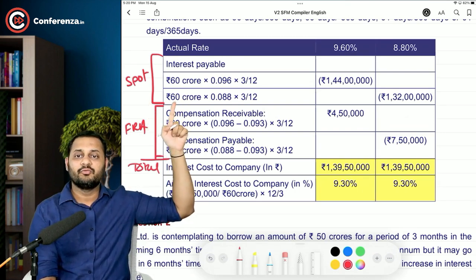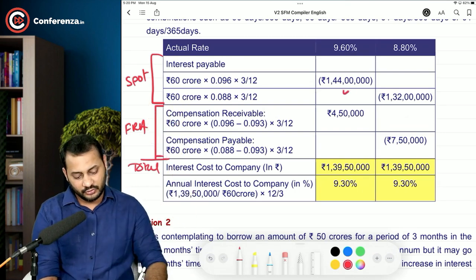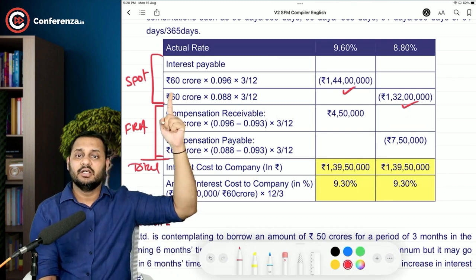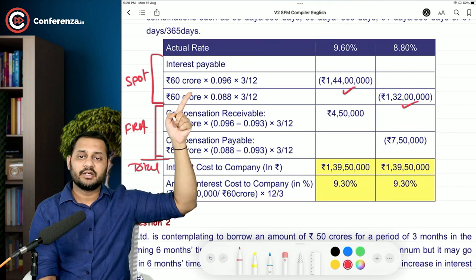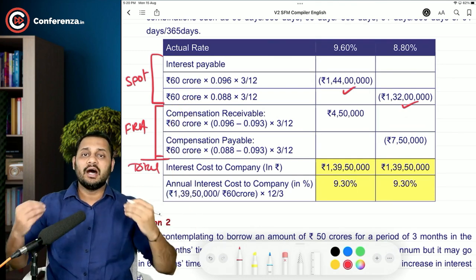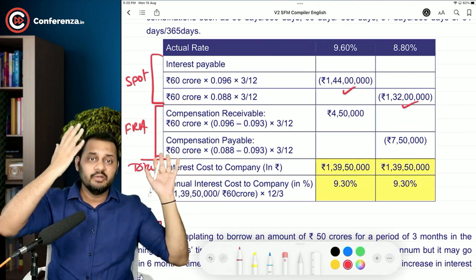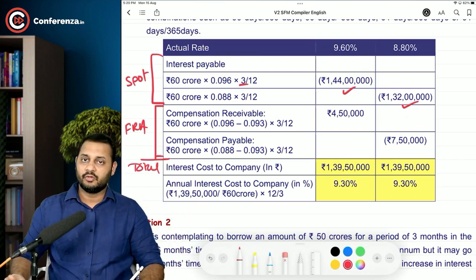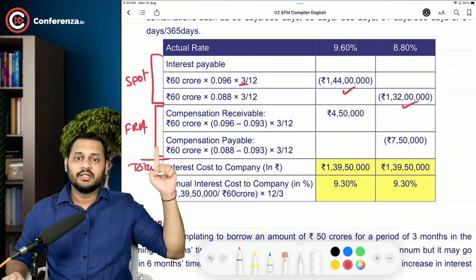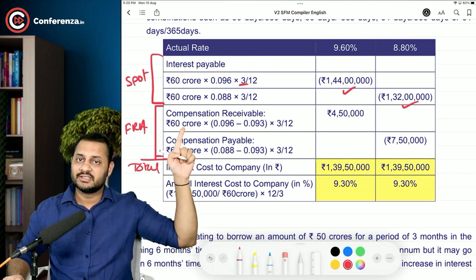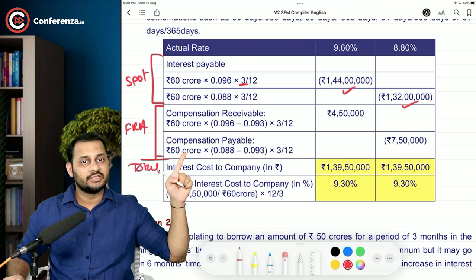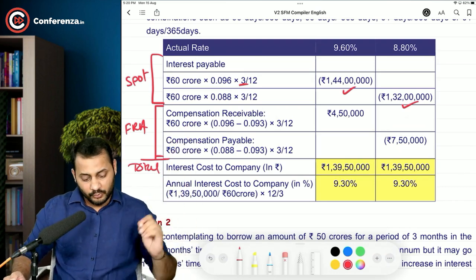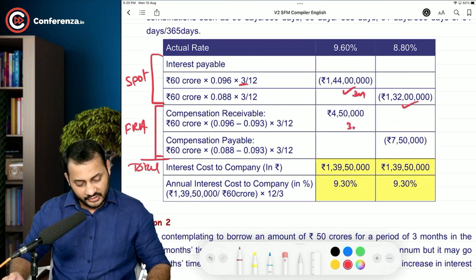So whatever the cash flows you are doing in the spot market will be the actual interest you will be paying for borrowing 60 crore. That is 1 crore 44 lakh and 1 crore 32 lakhs. Understand that in both the markets, whether it is a 9.6% rate or 8.8% rate, you are borrowing money. Both will be your cash outflow because you have to pay interest for 3 months. But in FRA market, there will be some cash inflow if there is a gain or cash outflow if there is a loss, which is nothing but 4,50,000 and 7,50,000, right? Both of which is payable at the end of 3 months.